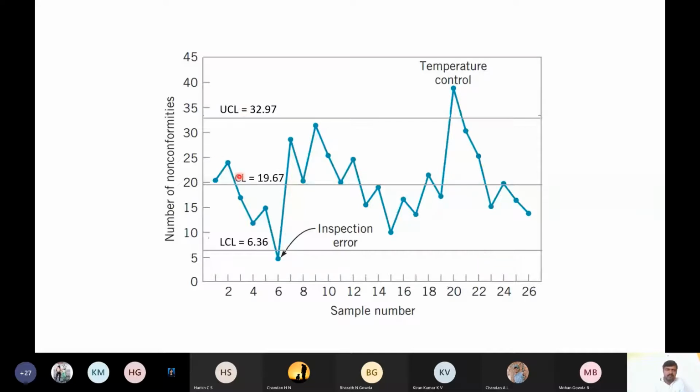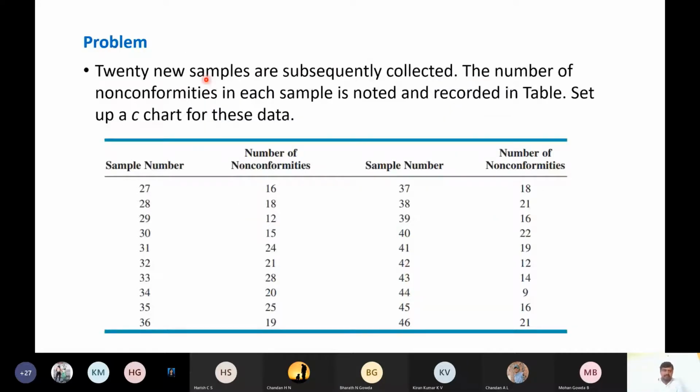So now consider the same problem, 20 new samples. That means we are plotting the control chart for further production of PCBs. 20 new samples are subsequently collected. The number of non-conformities in each sample is noted and recorded in this table. Set up a C chart for this data.